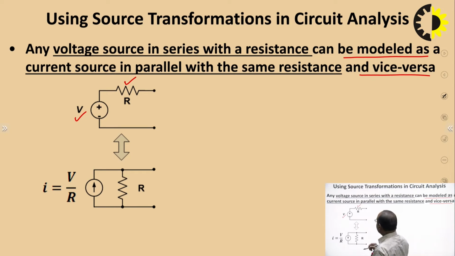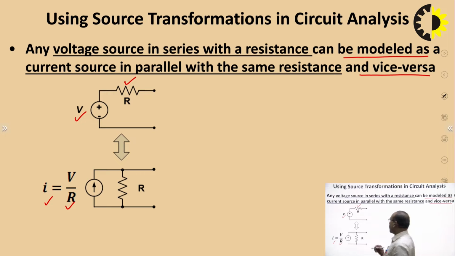So, if we convert it to an equivalent current source, then the current source will be this, which is having a current V by R, that is the voltage of the voltage source divided by the series resistance of the voltage source, which is also known as the internal resistance of the voltage source. So, the current of the current source is V by R, and the same internal resistance R which was with the voltage source will now become the internal resistance of this current source and it will be connected in parallel.